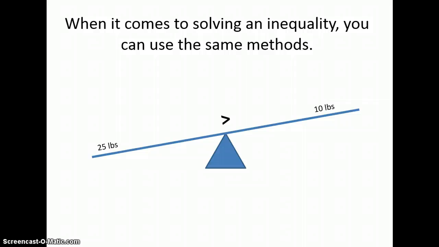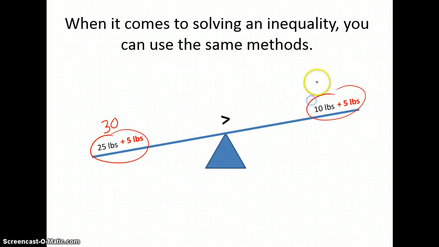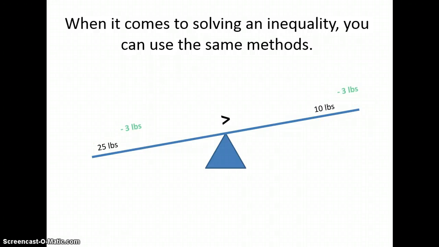Look, if I add 5 to both sides, 25 plus 5 is 30 pounds, and 10 plus 5 is 15 pounds, so you'll see the left side is still greater than the right side because it still has more pounds or more weight on it. You can also subtract the same amount from both sides. So 25 minus 3 is 22 pounds versus 10 minus 3 is 7 pounds, and 22 is still greater than 7.